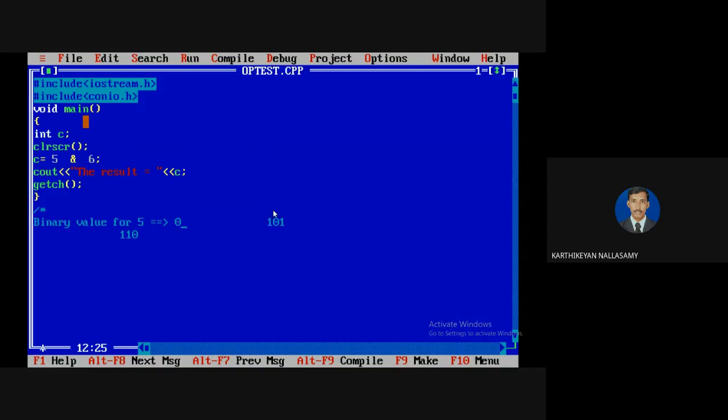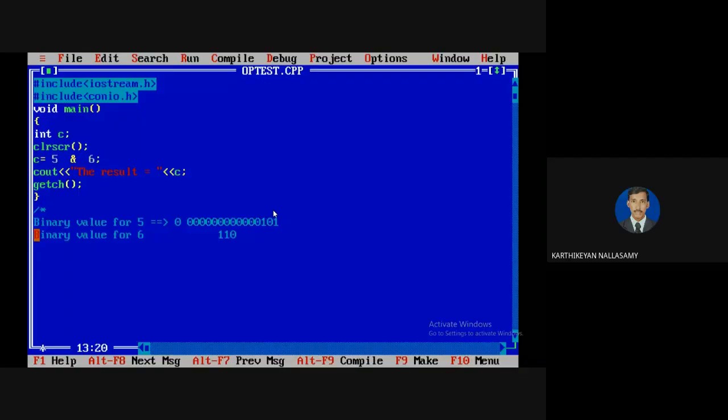5 is a positive number, so the first bit, the sign bit, is 0. The remaining 15 bits represent the value. There are 3 bits in 101, so we need to convert these 3 bits into 15 bits by appending zeros at the front because it's a whole number. We need to append 12 zeros to make 3 bits into 15 bits.